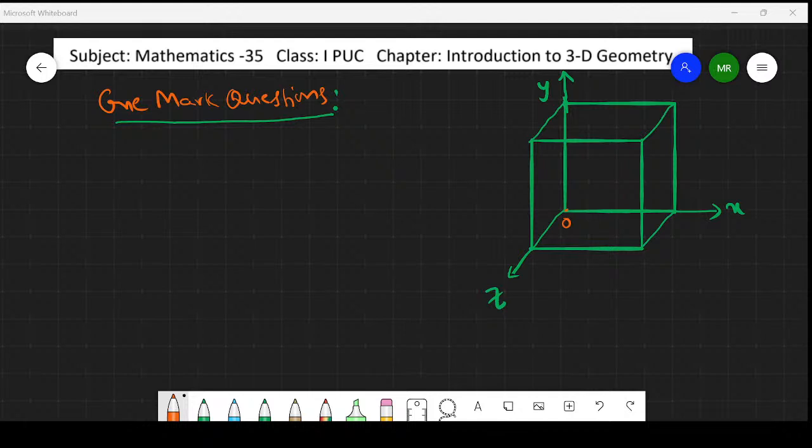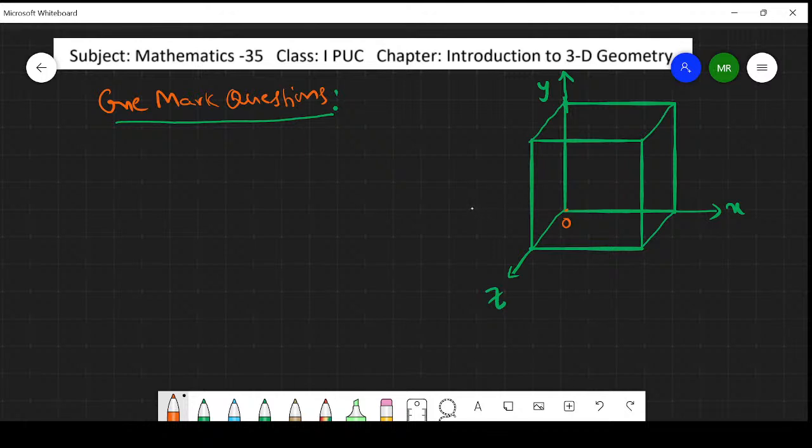See here, just observe. In three-dimensional geometry, you can see the x-axis, y-axis and z-axis. So these are three-dimensional figures, and related to this they will ask questions. I will tell you how they ask simple 1 mark questions. In three dimensions, 3 axes will be there: x-axis, y-axis, z-axis.